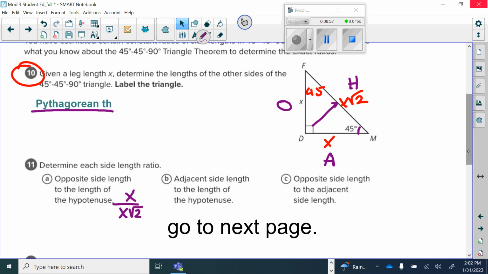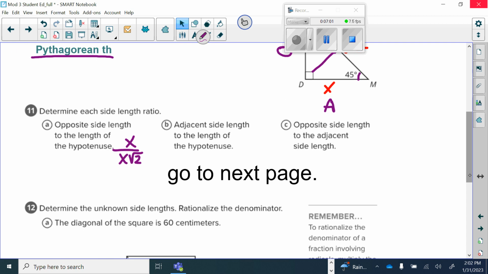So determine each side length ratio. Now we need to simplify that. The x's will cancel out, and I have 1 over root 2. Can I leave a radical in the denominator? No, so I rationalize it, as you've done in your warm-ups. So I get root 2 over 2. Okay, that would be the ratio of the opposite side to the hypotenuse.